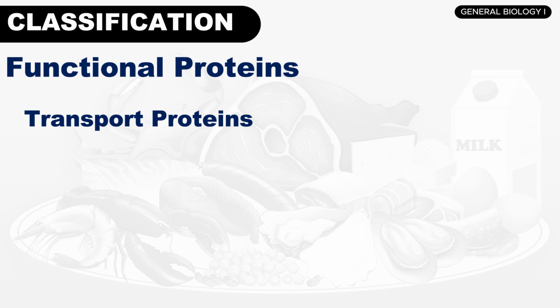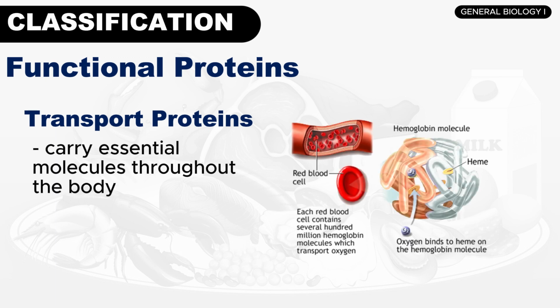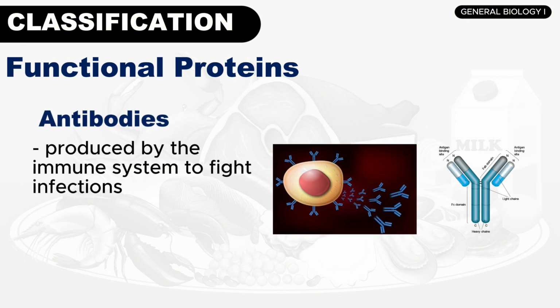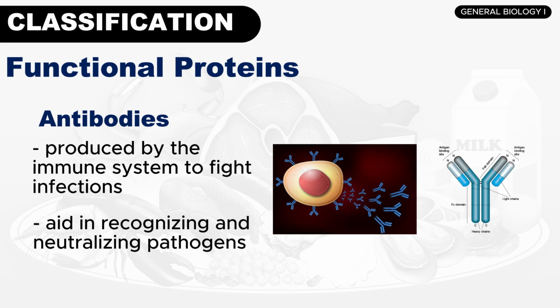Transport proteins, like hemoglobin, carry essential molecules such as oxygen throughout the body. Hemoglobin found in red blood cells binds to oxygen in the lungs and delivers it to tissues. Antibodies are proteins produced by the immune system to fight infections. These aid in recognizing and neutralizing pathogens like bacteria and viruses, marking them for destruction by immune cells.